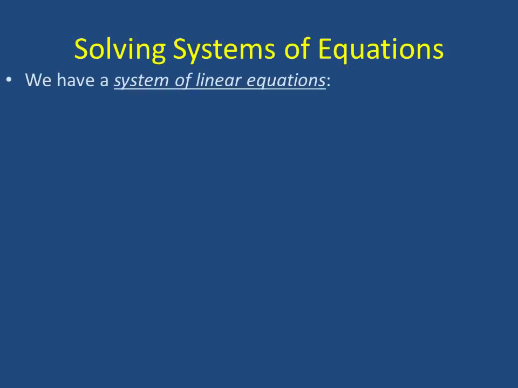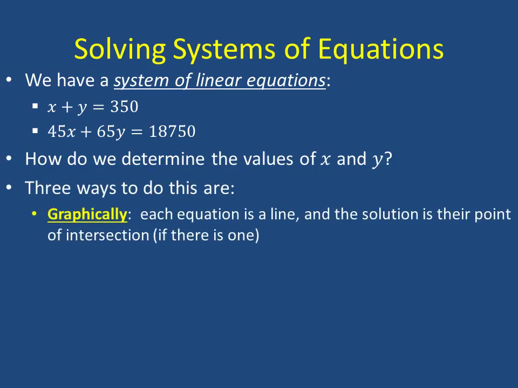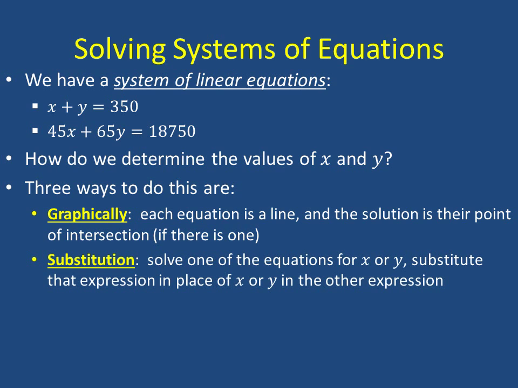Okay, so now what we have is a system of linear equations. We have x plus y equals 350, and 45x plus 65y equals 18,750. We want to find the value of x and the value of y that makes both of these true. How do we determine those values? Well, there's at least three ways to do this. We can do this graphically. Remember that each of these equations is a linear function. In other words, each could be graphed as a line. When we graph the two lines, the solution, if there is one, is going to be their point of intersection.